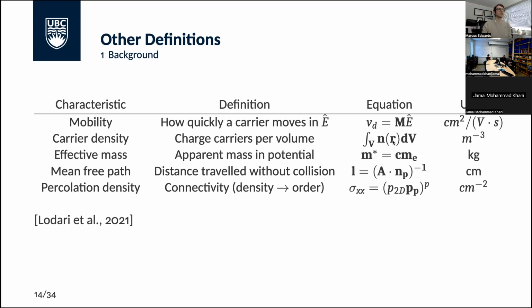So in the equations here, I've basically bolded the parts of the equations that actually relate to our characteristic. So for example, I have the drift velocity Vd in the first equation equaling m, the mobility, times the electric field, and m is our mobility. I've completely bolded a lot of these other equations because they just give the expression for, for example, carrier density, effective mass, and mean free path. Percolation density is given by this P sub P in this equation, which relates it to the conductivity.